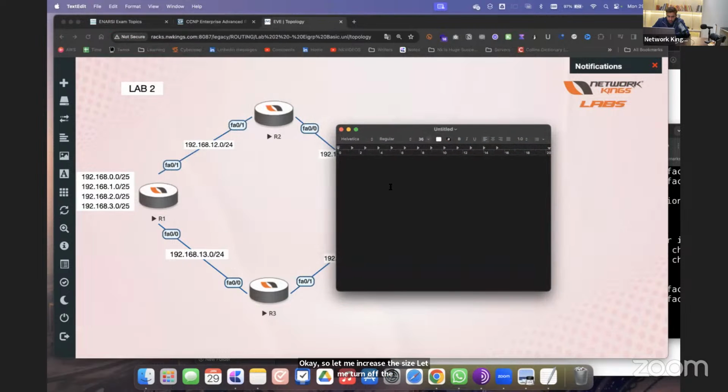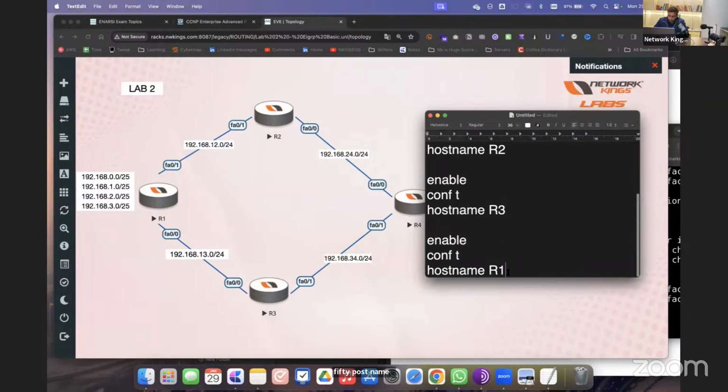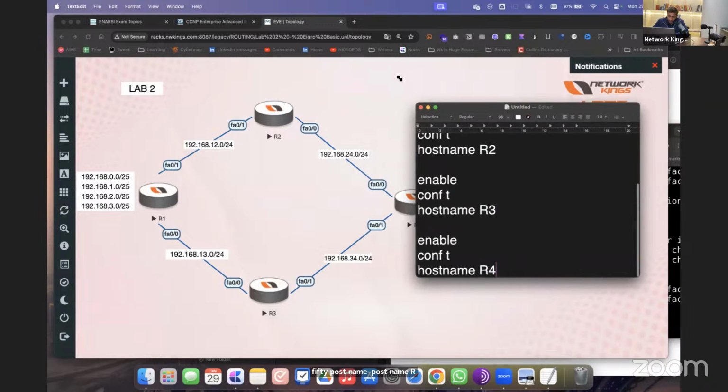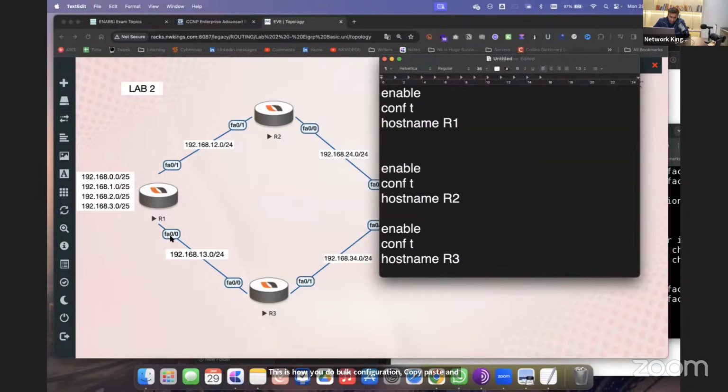Okay, and let's start. Enable, config t, hostname R1, right? And copy this because we have to configure four routers. So hostname R2, hostname R3, hostname R4. This is how you do bulk configuration: copy, paste, and write configurations. After that, we have interface FA0/0.